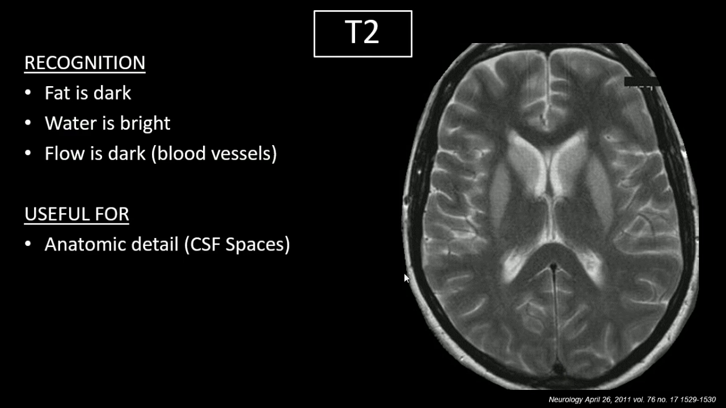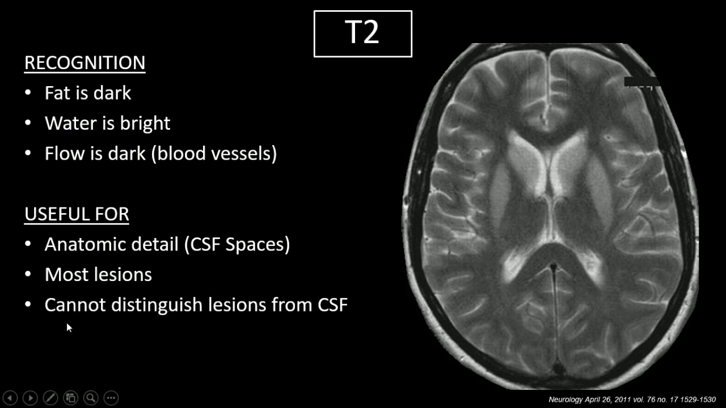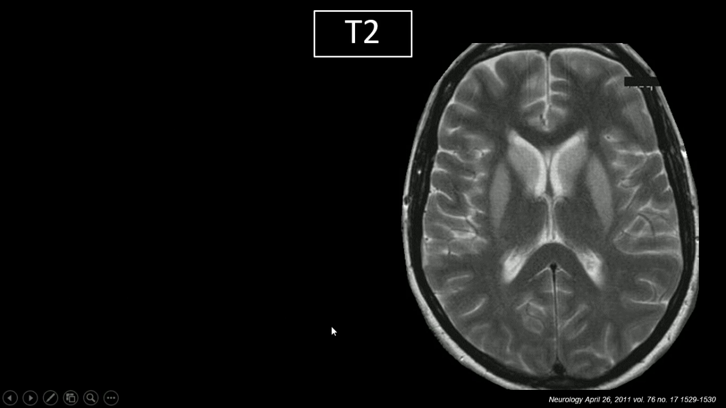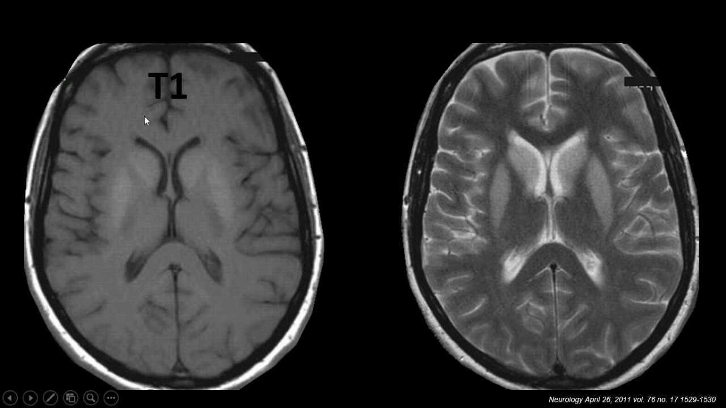What is the sequence useful for? Again, anatomic details. I think T2 is probably a little bit better than T1, especially for our CSF spaces here. It's useful at picking up most lesions in general. One area where it can trip up a little bit is when you have lesions or edema really close to CSF spaces, because they'll both be bright. Okay, so let's compare these two. We've got T1 here and T2. Fat is bright on T1, fat is dark on T2. CSF is dark on T1, bright on T2.